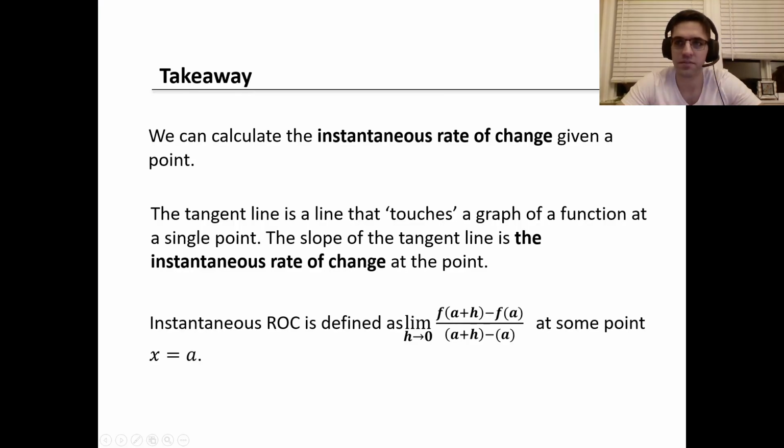All right, takeaways for this lesson: we can calculate instantaneous rate of change at a point. A tangent line is a line that touches the graph of a function at just that single point, and the slope of the tangent line is equal to the instantaneous rate of change at that point. We have a formula for calculating instantaneous rate of change, and it is the limit as h approaches 0 of f of a plus h minus f of a over (a plus h) minus a, which is really the same thing, can be simplified as a denominator of h. And we could do that for any point x equals a.